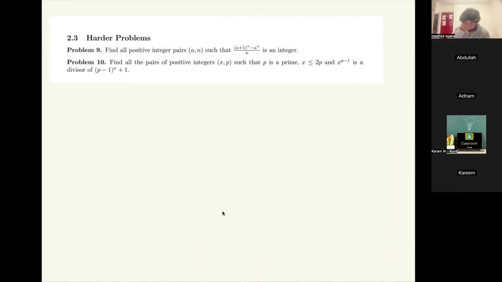Find all positive integers a and n so that n divides (a plus 1) to the n minus a to the n, right? Okay, so any ideas where can we start?